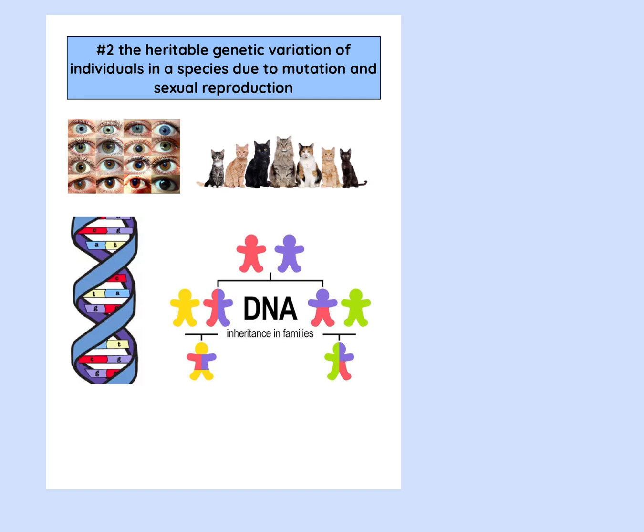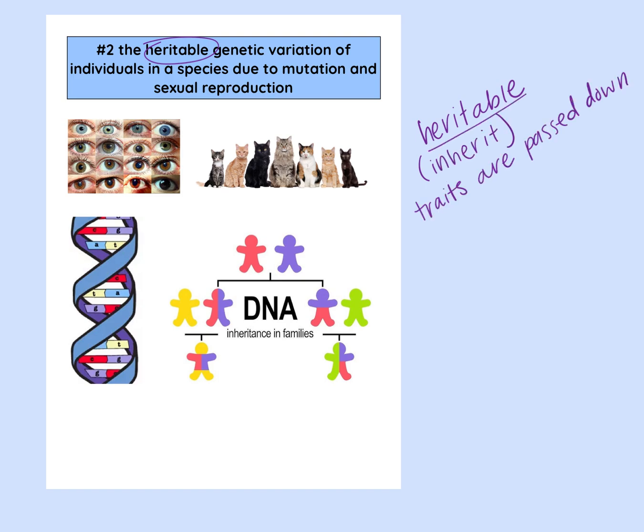The second factor that can lead to evolution is the heritable genetic variation of individuals in a species due to mutation and sexual reproduction. Okay, so let's unpack this. First, we have heritable. Heritable sounds like inherit. So when we see the word heritable, we're thinking traits are being passed down from parent to offspring.